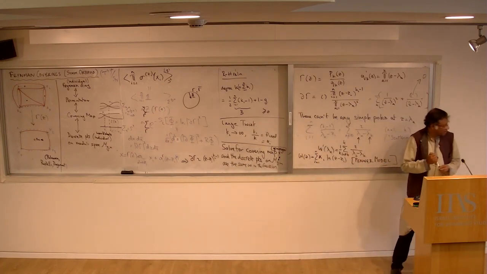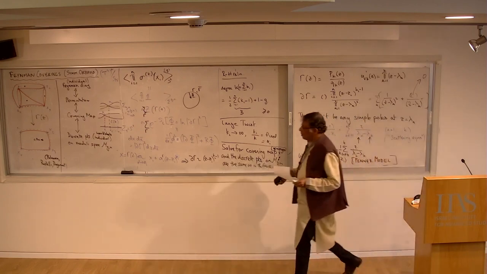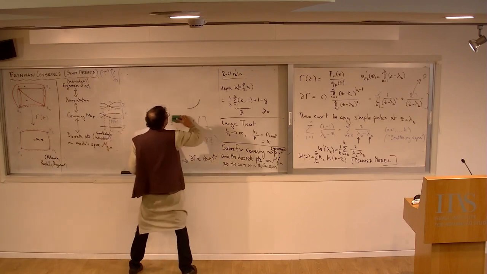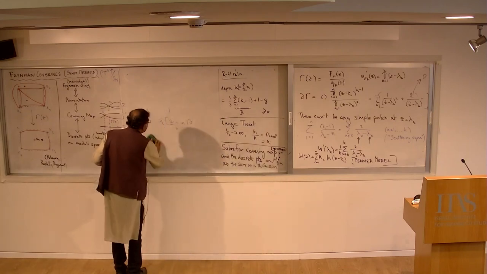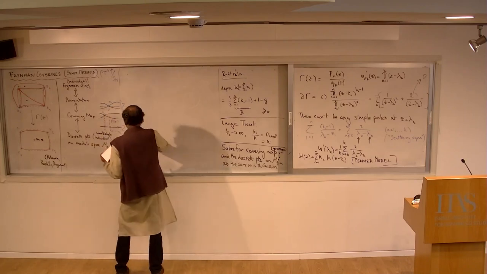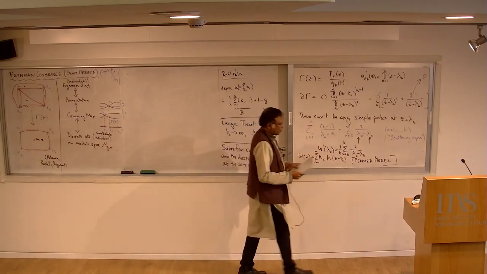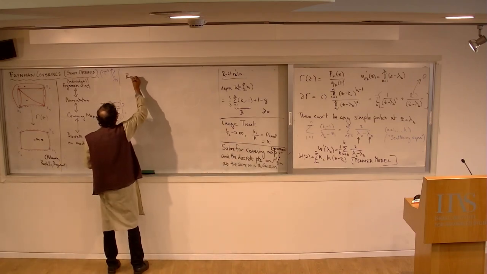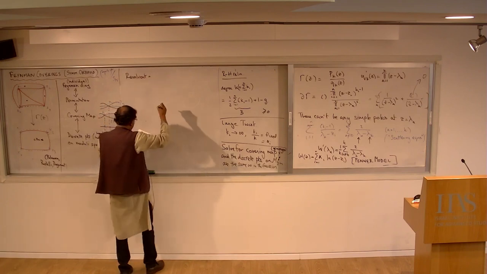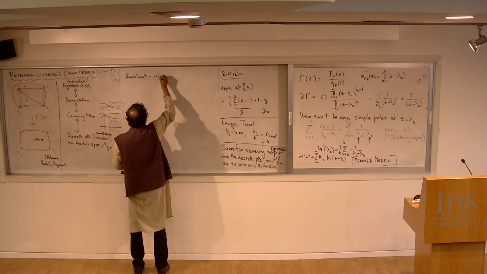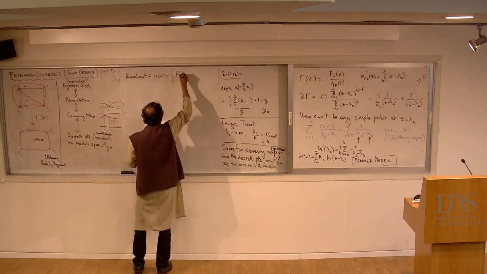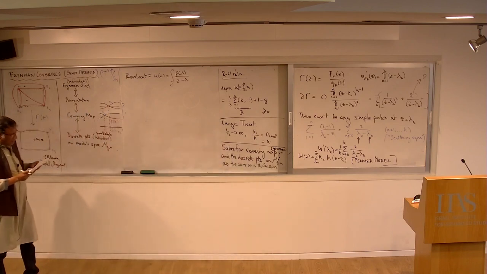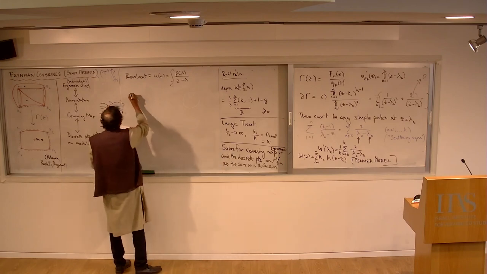I won't belabor all that. I'll just tell you the central points. What you do in such cases is you define the resolvent, which is in terms of some density of eigenvalues, which has some support on some cut.